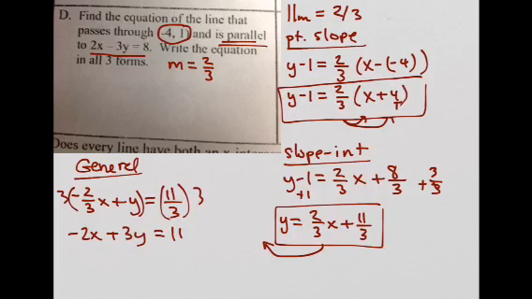Now that's fine, but again, another common practice is to make the x a positive. So multiply everything by negative 1, and you get 2x minus 3y equals negative 11. So either one of these is fine.